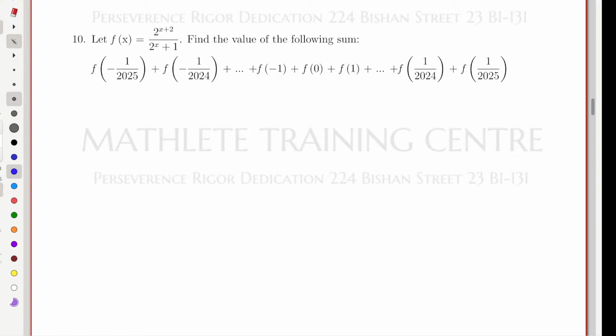What's f of 0? F of 0 is going to be 2 to the power of 2 over 2 to the power of 0 plus 1. That's 4 over 2, that's equal to 2. And from there, you can suspect that the entire thing is just going to be 2 plus 2 plus 2 plus 2 plus 2 all the way. How come? Well, let's take a look at, for example, the first and last number. Usually you want to do pairings in this way.